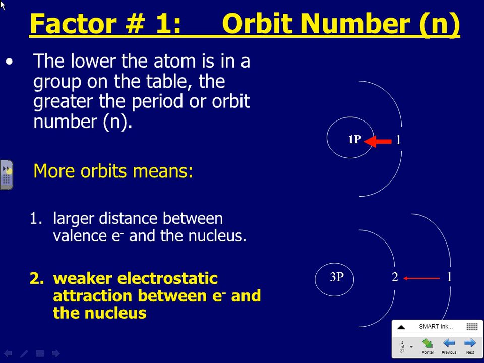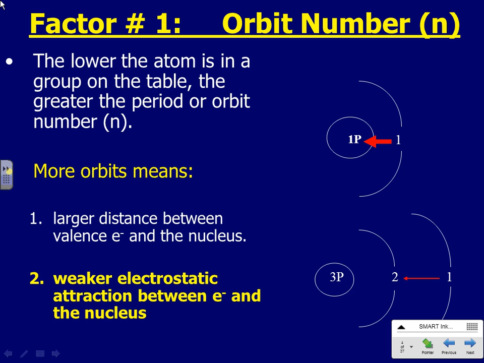Again, in my picture, what I'm attempting to describe is how the strength of the pull on the valence electrons changes when we move to another orbit out. When you move down the periodic table, you have a greater number of orbits, and therefore there's a larger distance between the valence electrons and the nucleus. And when you've got two charges that are far apart, the electrostatic force is weak.